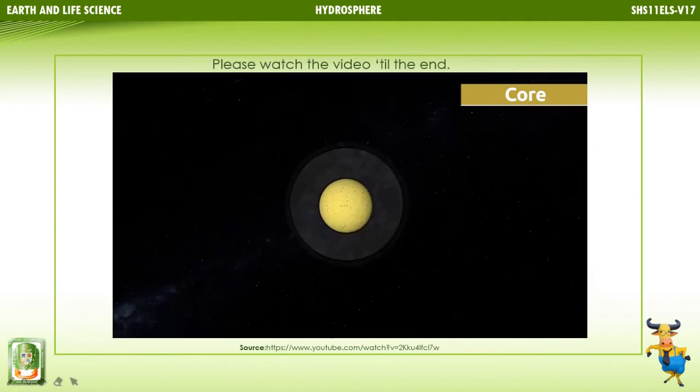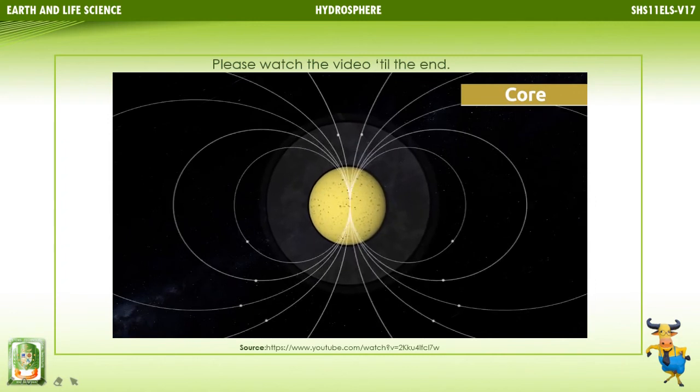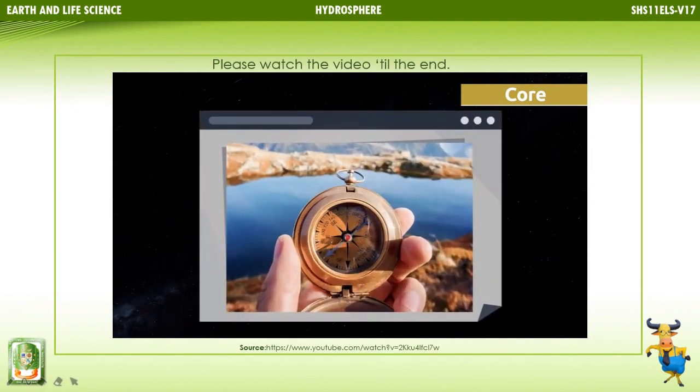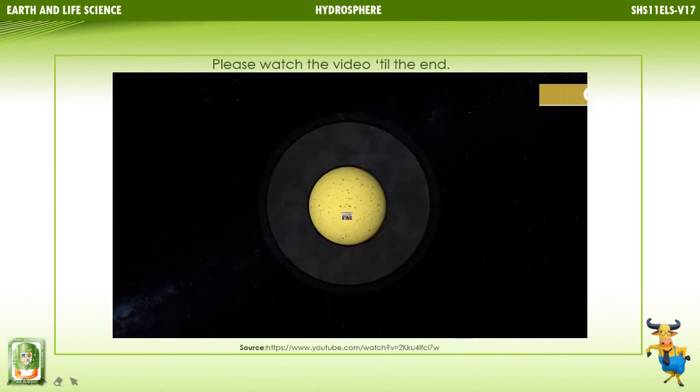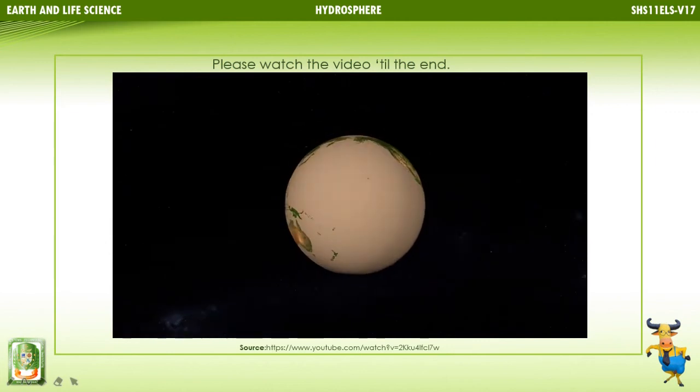The wide ranges of temperature and pressure conditions in the outer core cause the molten metal to move. This results in the formation of electric currents that produce magnetic fields. Did you know that thanks to these magnetic fields, we are able to use instruments like the compass? These are the layers of the geosphere. Did you like learning about them?